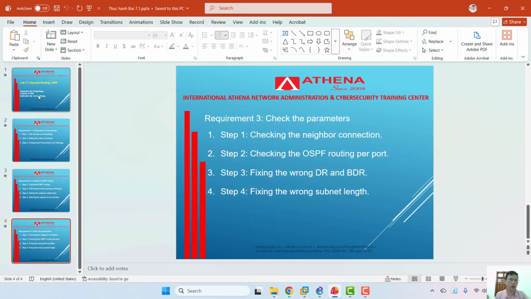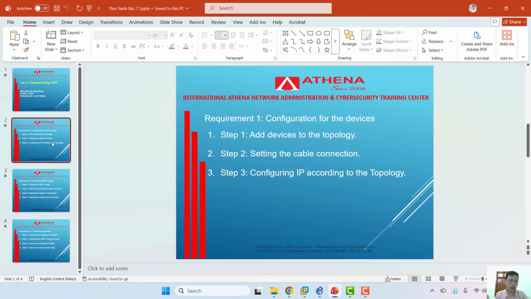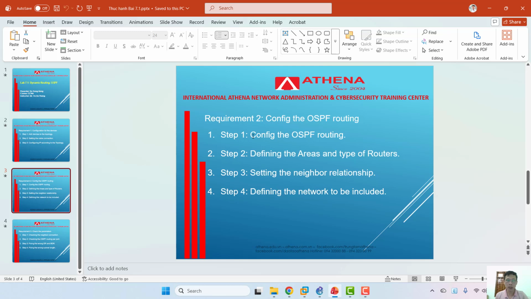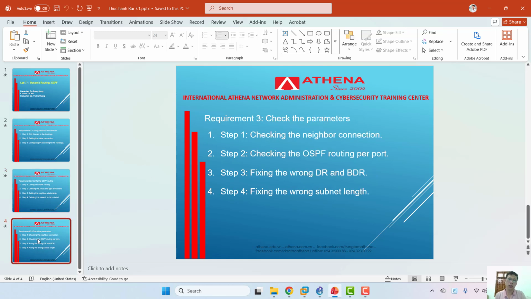The steps that I will practice in this lab: the first step is to configure the IP for the devices in the topology. This part we have done several times before, so I will speed up this stage. Then we go to the second part, where we configure the OSPF routing, and the final part, where we check if the parameters are okay or not.